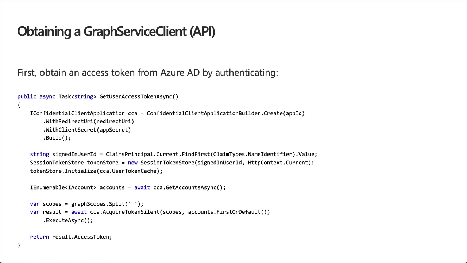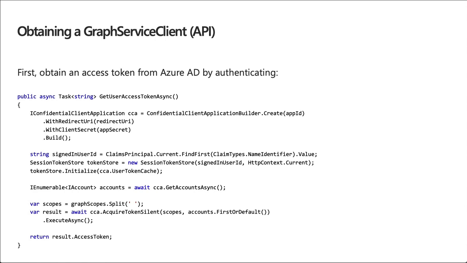That's going to pass in a list of scopes, so all the permissions that I want my application to request access for. And then I'm going to also say I'm only looking for the current account that's logged in. I execute that asynchronously. That's going to handle all the authentication stuff and then go obtain the access token for me.